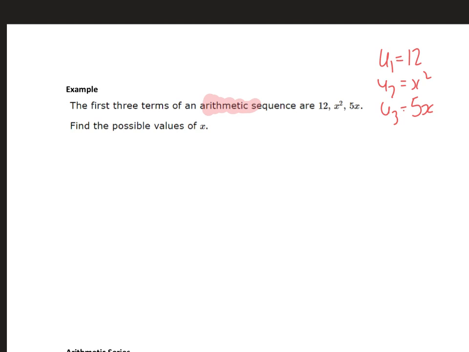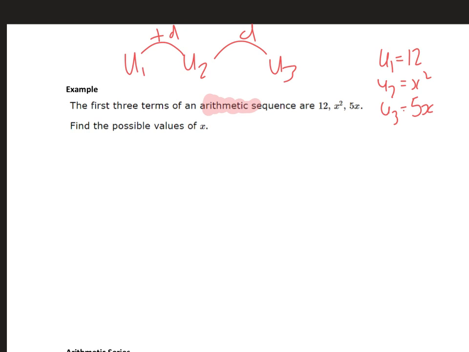However, I don't really want to solve a simultaneous equation with 3 equations. So let's think of a nicer way of doing this. If we want to find the possible values of x, well, if it's arithmetic, that means the common difference is constant. So to get from U1 to U2, I would add d. And to get from U2 to U3, I would also add d. So this difference is common, it's equal.